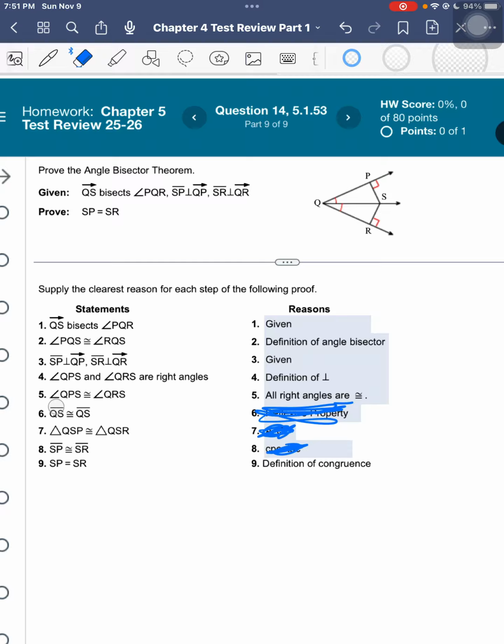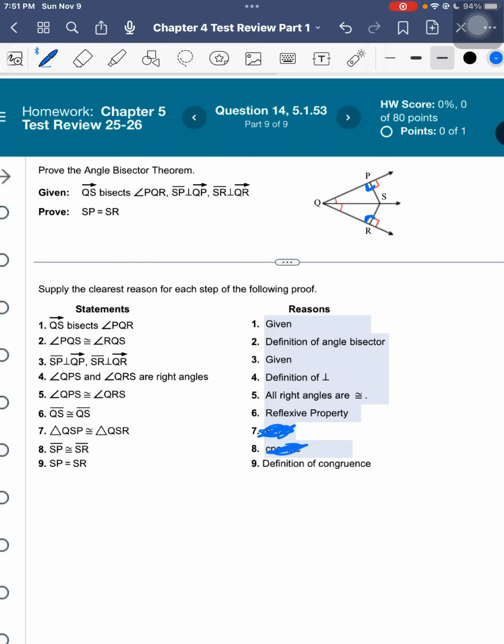Now, how do I know that segment QS and segment QS are congruent? That's reflexive property. So now they ask us a triangle congruency question. So that means I'm going to need a postulate. So let's see if there's anything else that we could have done. The only thing they did for us was that I have a 90 degree here and a 90 degree here.